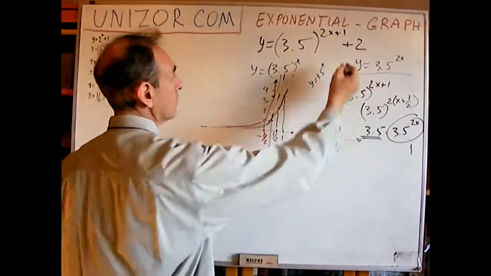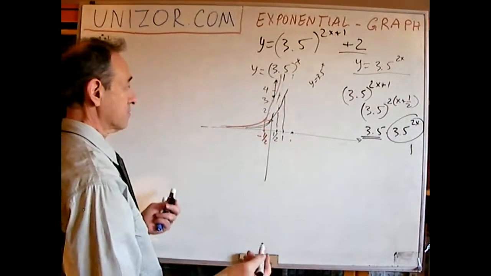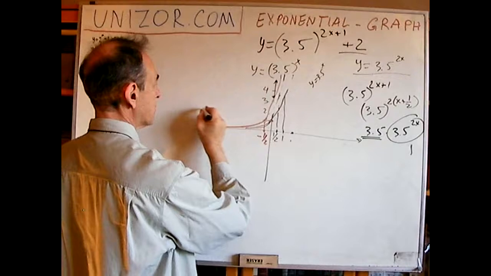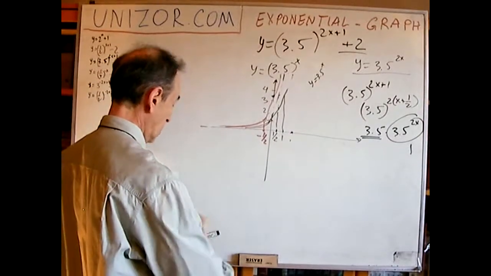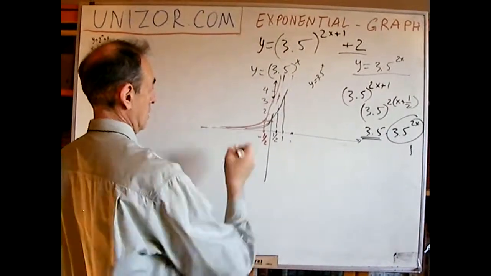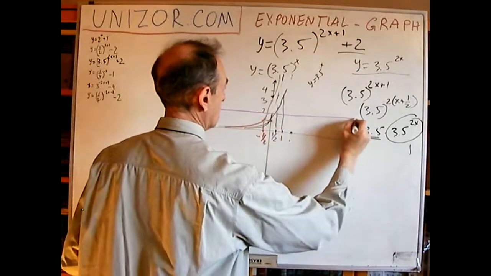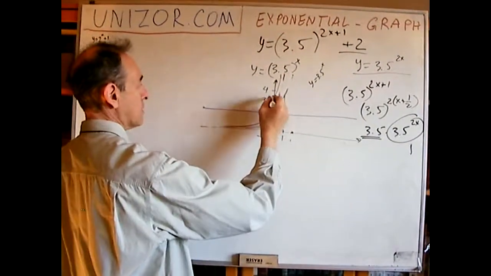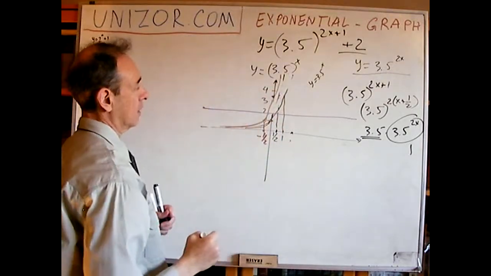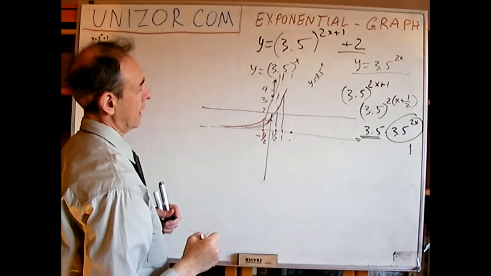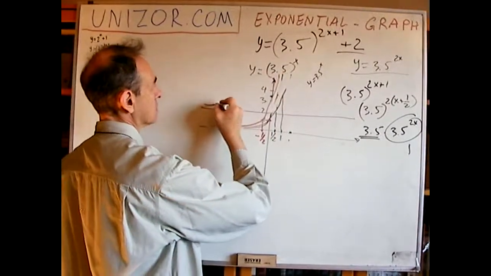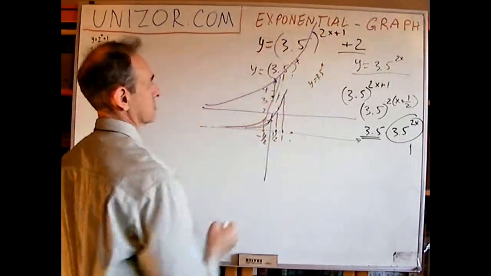And finally, plus 2. What does that mean? It means that this asymptotic line should really be shifted to this position, up by 2. And the whole graph, obviously, used to cross the y-axis at 3.5, now it would be 5.5 somewhere here, so the graph would look something like this.